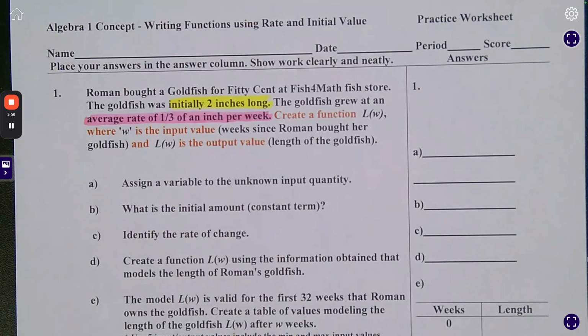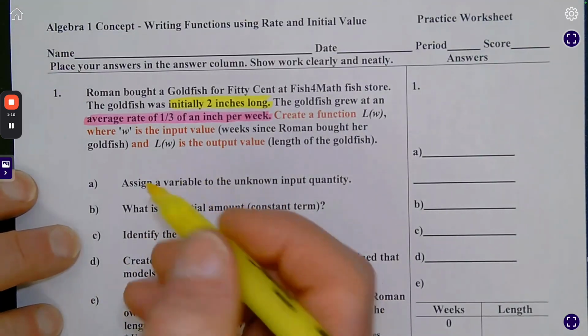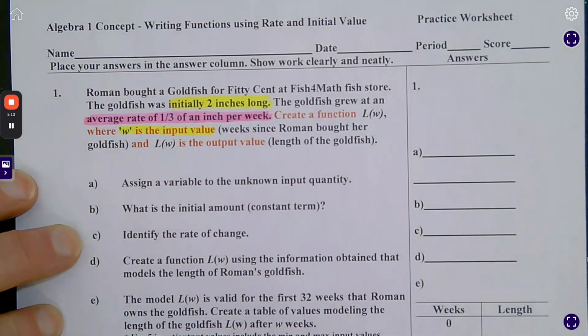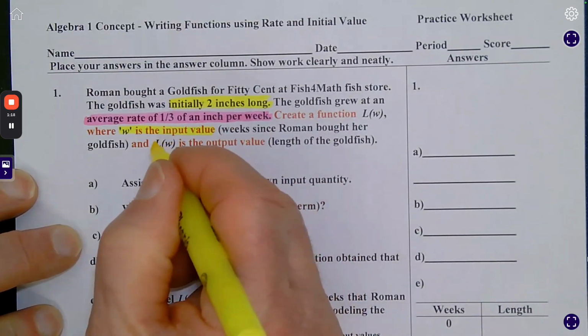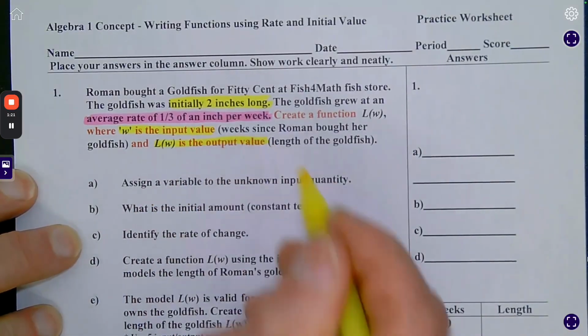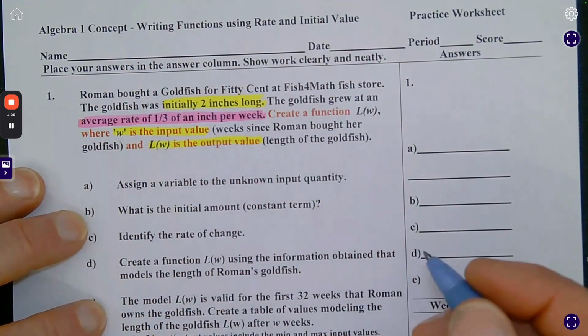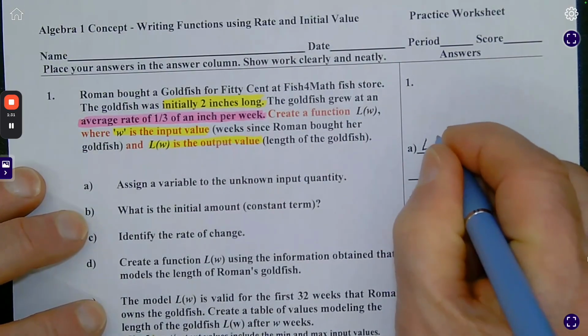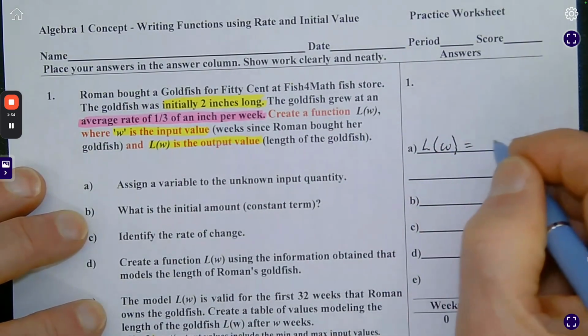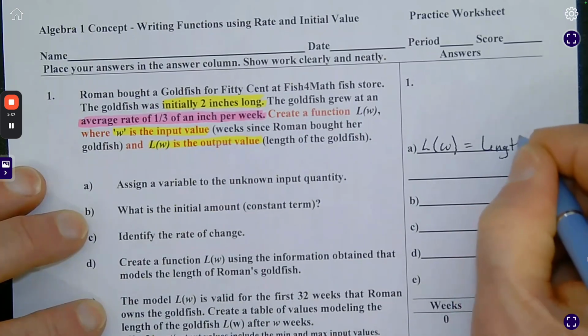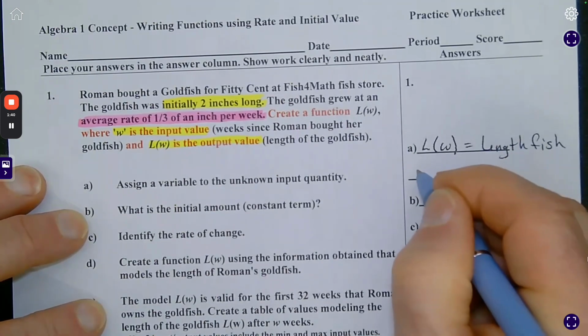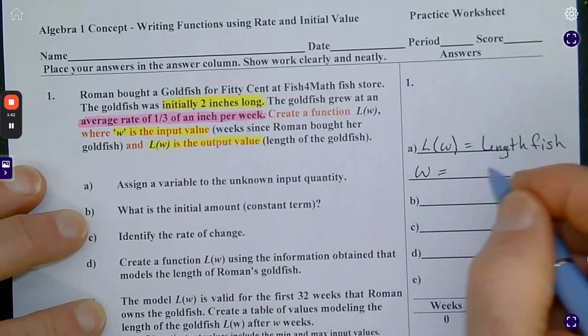Create a function L(W) where W is the input value. All right. W is the input. I'm going to mark that. That means weeks since Roman bought her goldfish. And L(W) is the output. Ooh, that's the length of the goldfish after W weeks. All right, let's do it. Assign variables. Well, they kind of already did. The output, length based on weeks, is equal to the length of the fish. The W, which is the input variable, is the weeks.